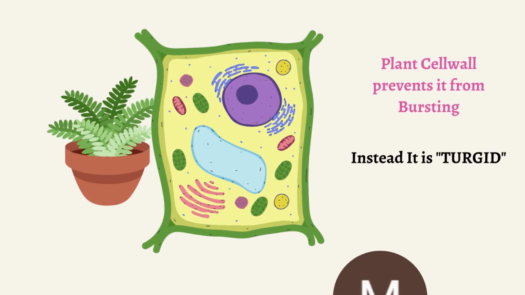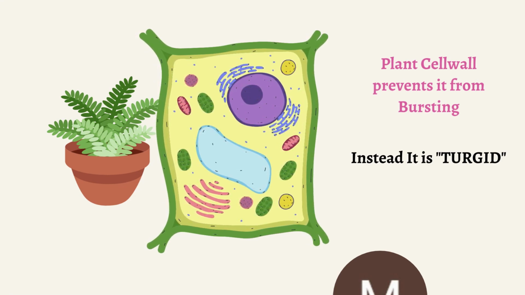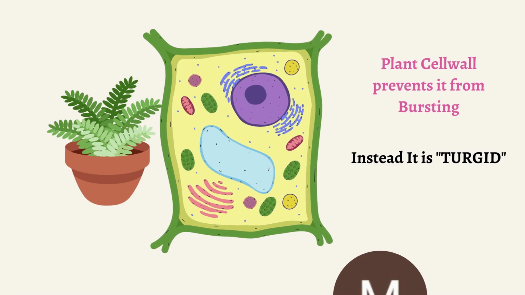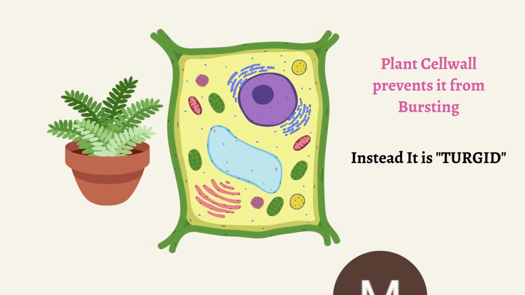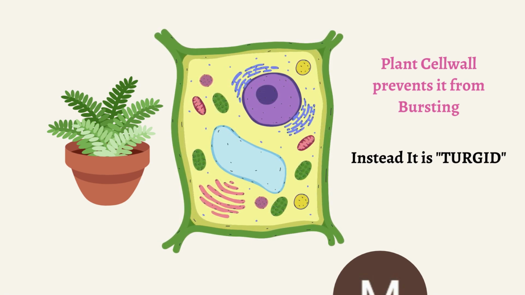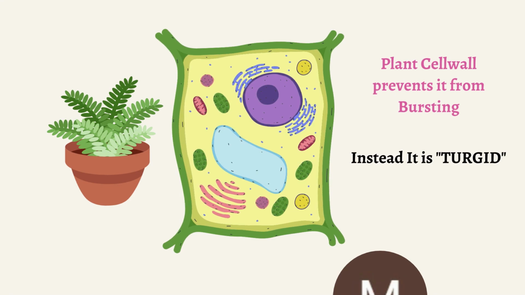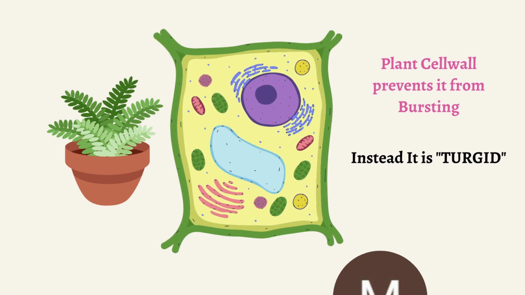Pause my video and think critically. Well, will that be the case for the plant cell as well, that it will burst and blow if the outside water keeps moving inside? Well, let me tell you, no, that is not the case for the plant cell, because the plant cell will prevent it from bursting. Instead, it creates a turgor pressure inside the plant cell, and the plant cell is known as turgid. Why is this happening?